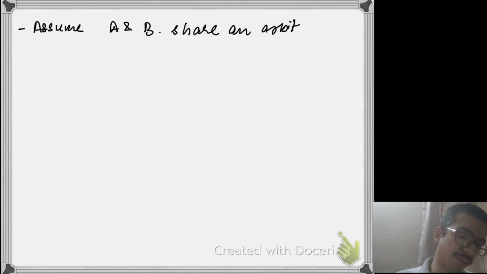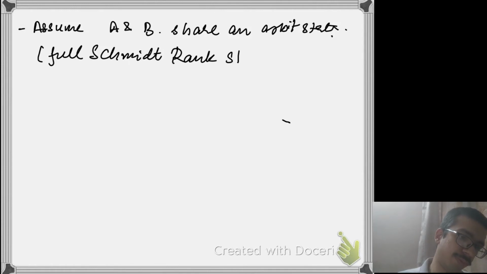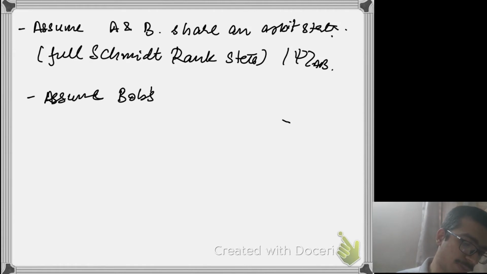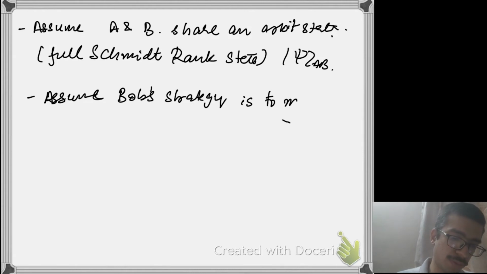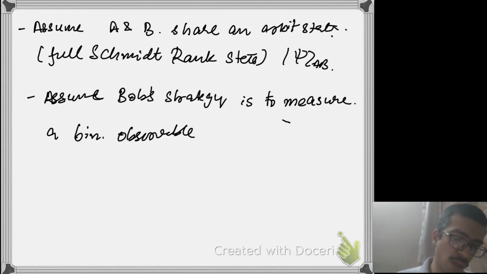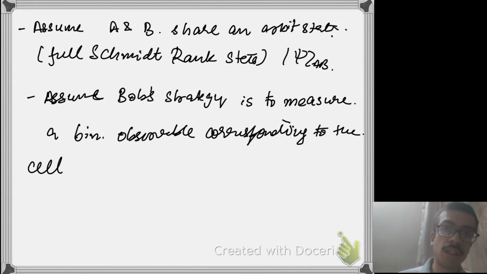So assume Alice and Bob share an arbitrary state, okay, and this arbitrary state could be entangled in any form, and we are assuming that the state is actually a full Schmidt rank state, psi, and we assume that Bob's strategy is to measure a binary observable corresponding to the cell which it is assigned.